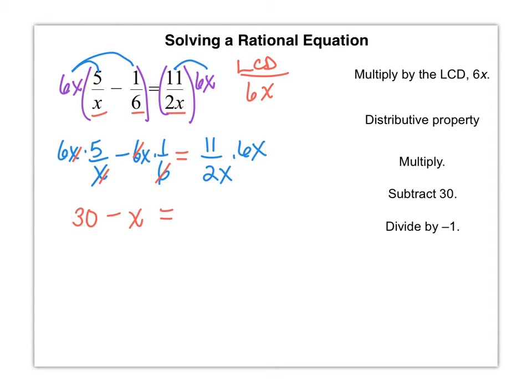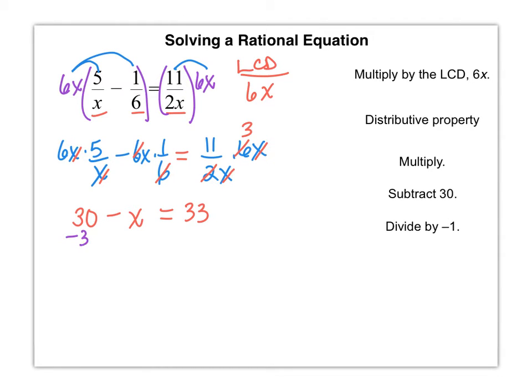Now this can simplify as well. The 2 will go into 6 3 times, and the x in the denominator will divide out with the x in the numerator. So on the right side of the equation, we get 11 times 3, which simplifies to 33. Now we have this nice equation, no more fractions. We can work through and solve this equation.